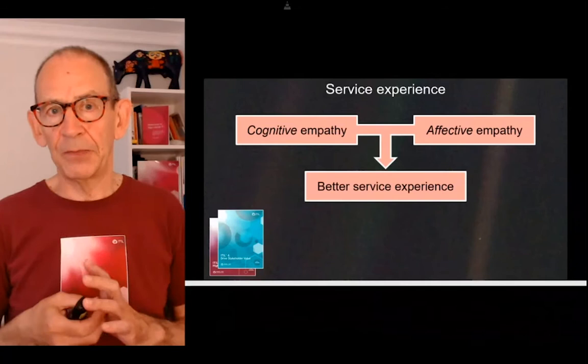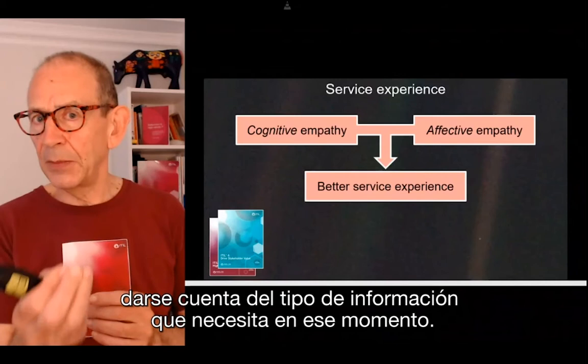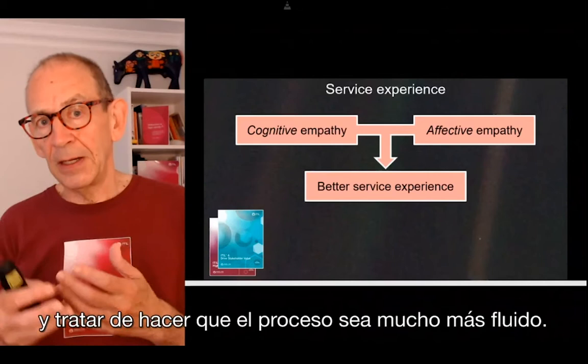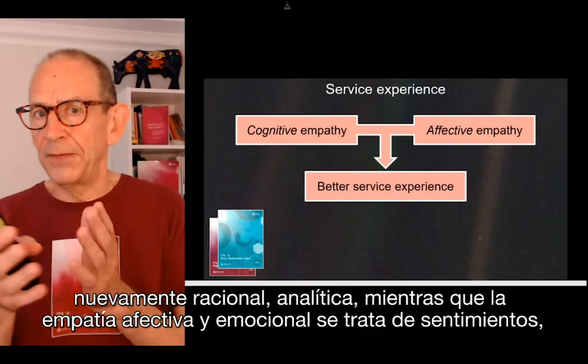Cognitive empathy is about understanding where the customer is in the customer journey, realizing what kind of information they need at that moment, what kind of steps they could take, what kind of steps you could take, and trying to make the process a lot smoother. So it's about anticipating things. Again, rational, analytical, whereas affective and emotional empathy is about feelings.